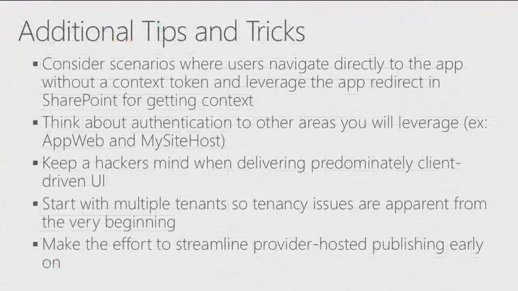So we wanted to talk about a few additional tips and tricks that we couldn't really think of the right way to fit in here. So one of those is to consider the scenario where a user navigates directly to your application. This is something that in the first version of the tooling, no one really handled well because Token Helper didn't take it into consideration. So for on-premise, this isn't quite as important, but if you're building something for Office 365, an app needs context.